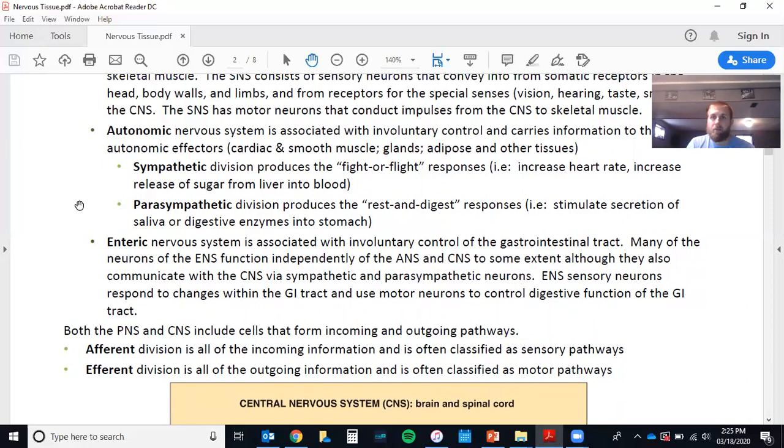What's probably more active in you right now, as you're sitting here watching this video, is what we call the parasympathetic division, which produces what we call a rest and digest response. Examples of that would be the secretion of saliva, digestive enzymes in the stomach, maintained heart rate somewhere around 60, 70 beats per minute, breathing rates hopefully not too rapid, not too deep, and so on and so forth.